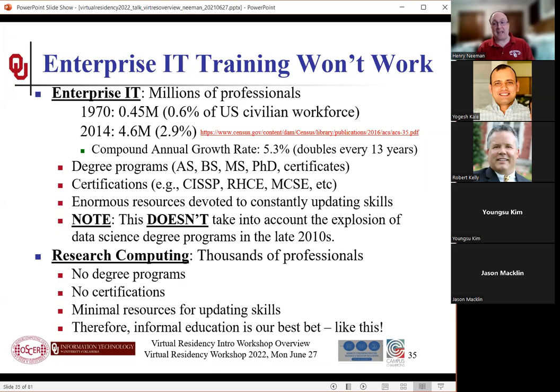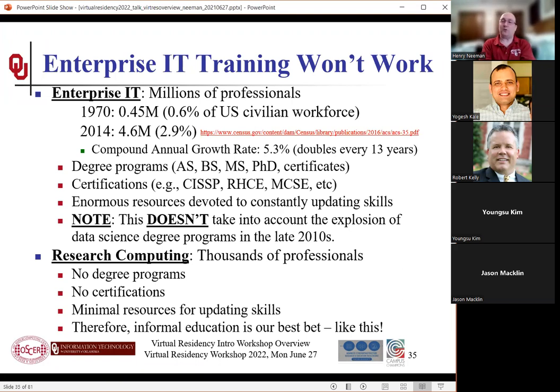So at that scale, you've got degree programs running from associate's degrees to doctorates and their certificate programs. You've got professional certifications of every description. There's tons of resources for updating your skills. And even this doesn't take into account that there are also now, and there have been over the last 10 years, an explosion of degree programs for data science, which for our purposes, let's think of as a combination of computer science plus statistics. I know it's not really that, but for simplicity, let's sort of think of it that way.